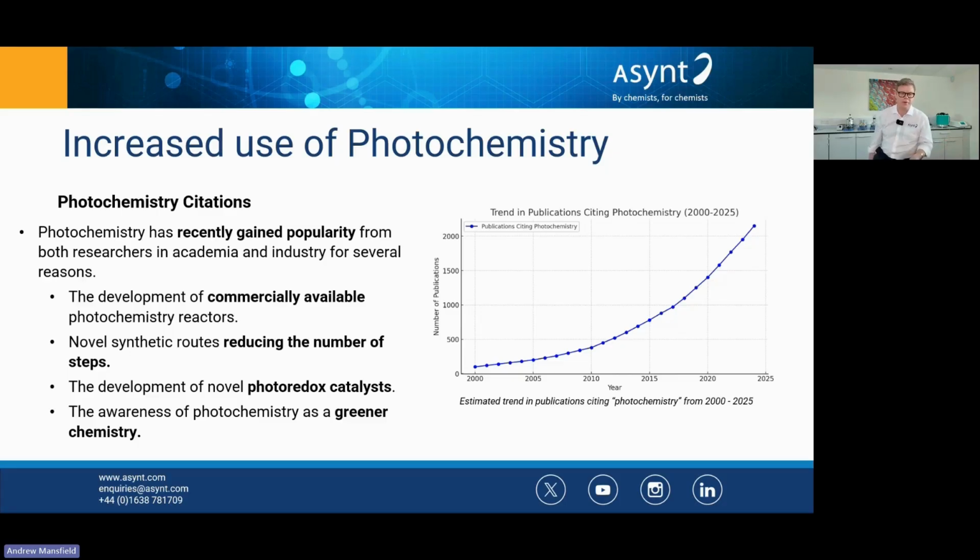We can develop novel synthetic routes, reducing the number of reaction steps, as we've discussed. And those modern photoredox catalysts that are being developed allow us to move away from UV light sources, those shorter wavelengths, to visible light, which opens up lots of possibilities for safety, but also for apparatus use. And it's also that awareness of photochemistry as potentially a greener chemistry. That's really a key driver in lots of industries to make ourselves more sustainable.